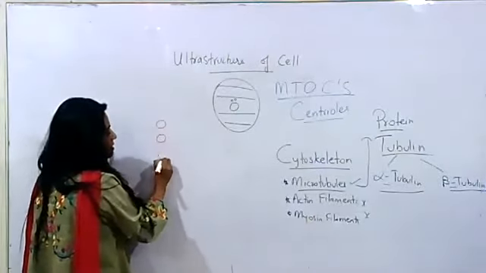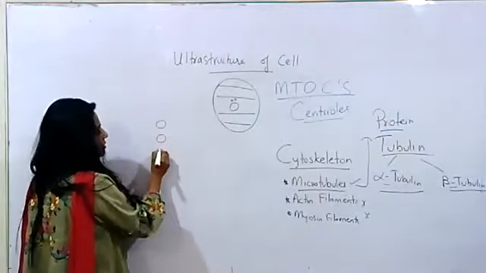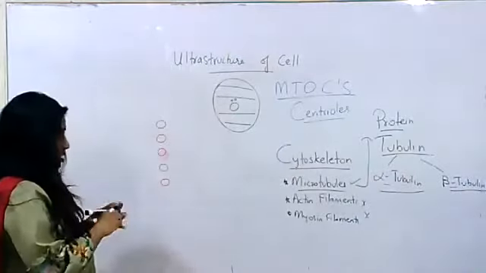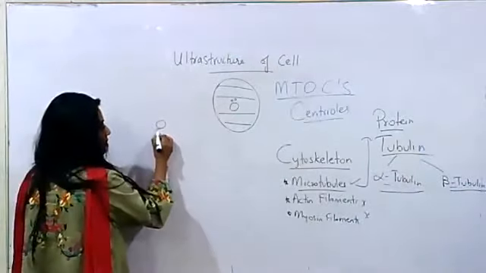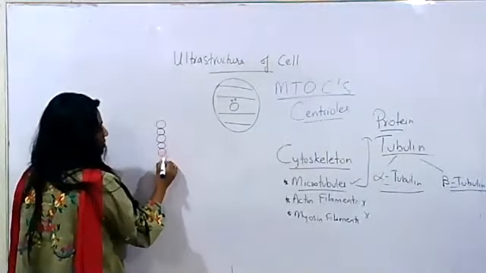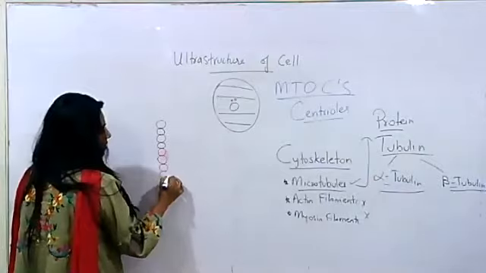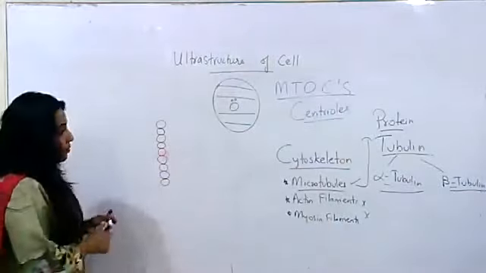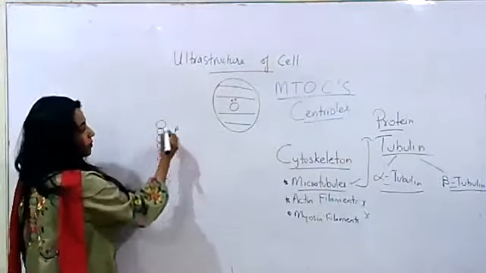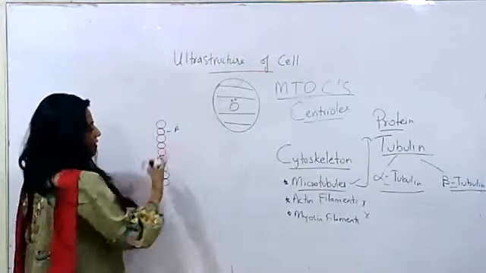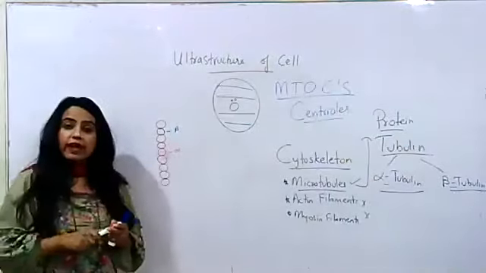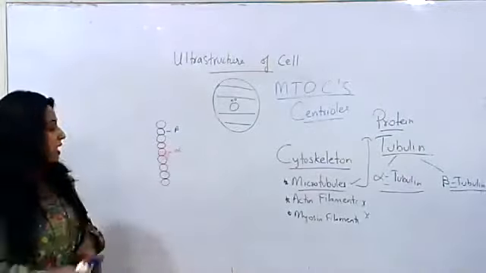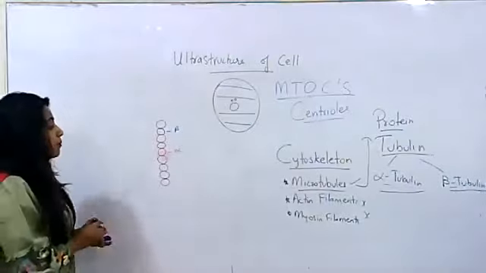like this. Let me just complete it first. Like this. Alpha, beta, alpha, beta, alpha, beta, alpha, beta, like this. So molecules of alpha tubulin and beta tubulin, right? This one's beta and this one's alpha. So molecules of alpha and beta tubulin join head to head in a long thread-like structure, and this structure is termed as a protofilament.